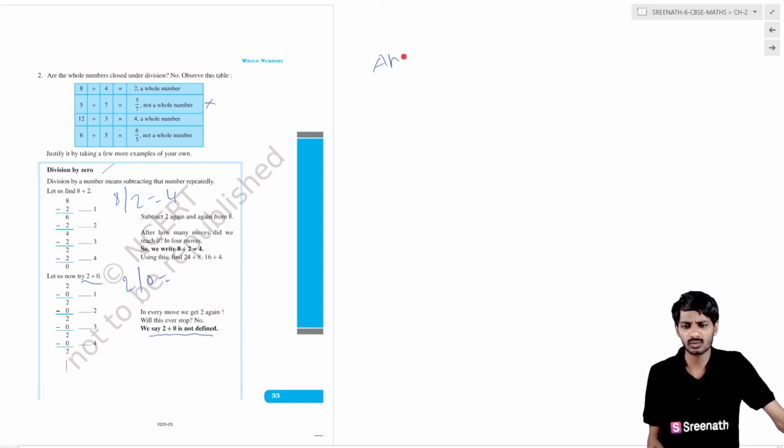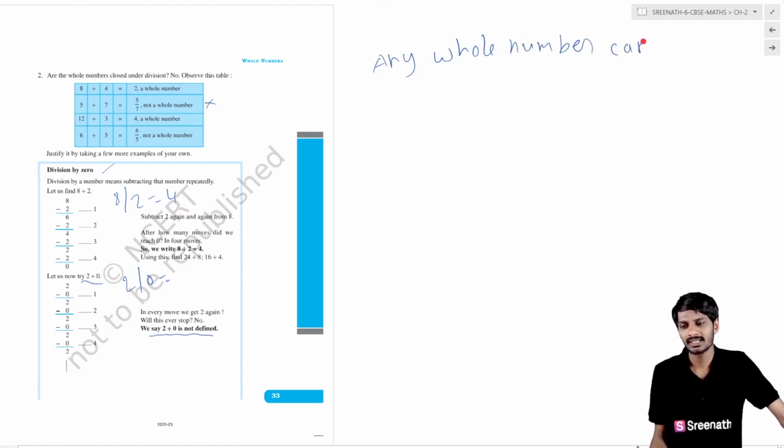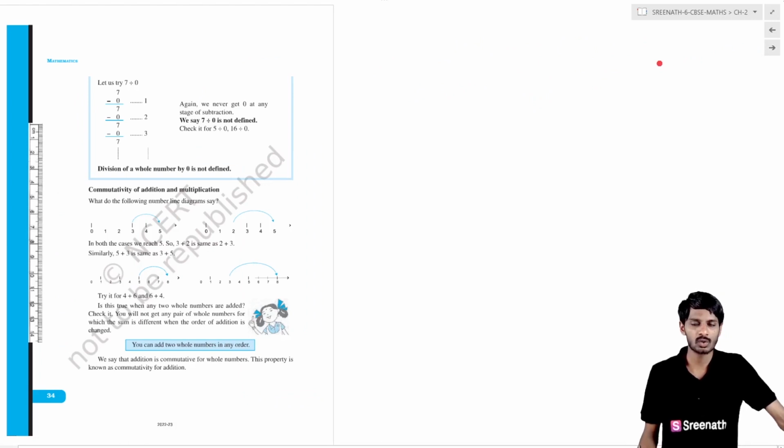So finally what we can say is that we can't divide any whole number by 0. That is the conclusion. Division of a whole number by 0 is not defined. So now we have completed the first property. We are coming to another property, that is the commutativity of addition and multiplication.